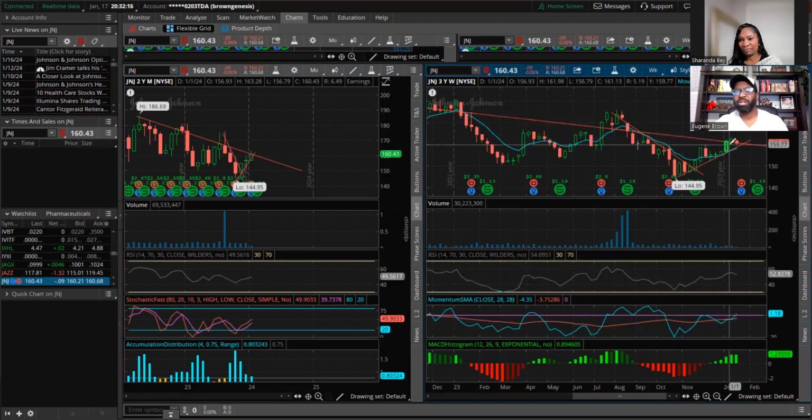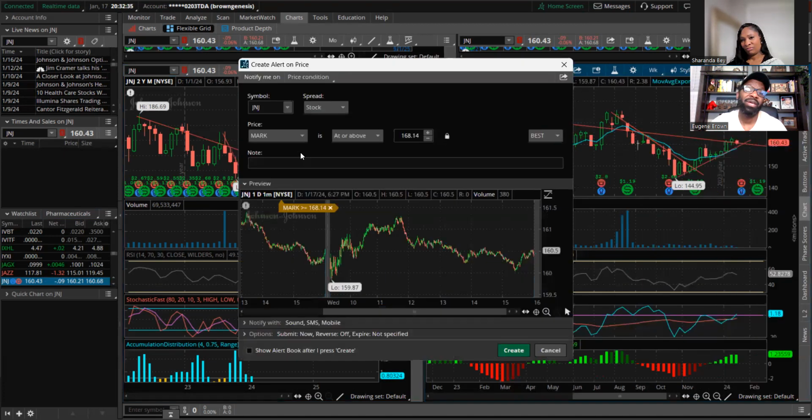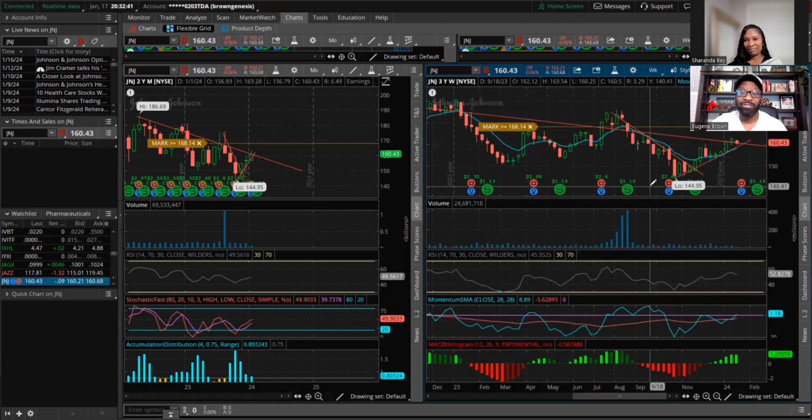So I would not be a buyer of Johnson and Johnson until this stock broke through the downtrend line, 5% above it. We know that's like 168. So when the stock hits 168 with good volume, I'd create an alert. It'll wake me up when the stock hits about 168. Until then, I don't hear from you.